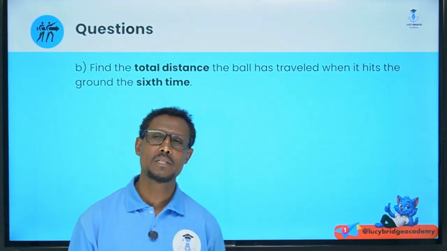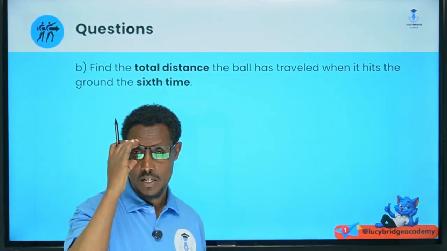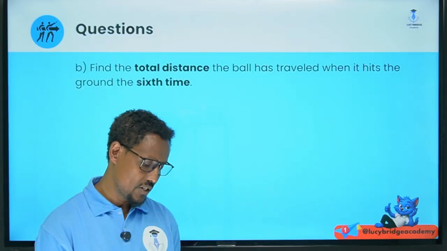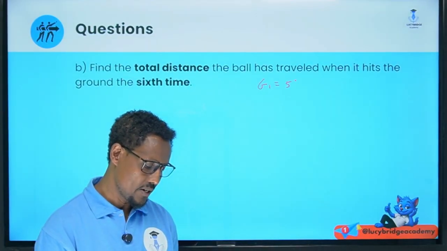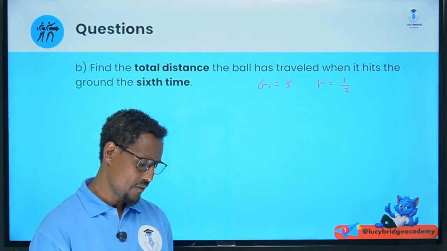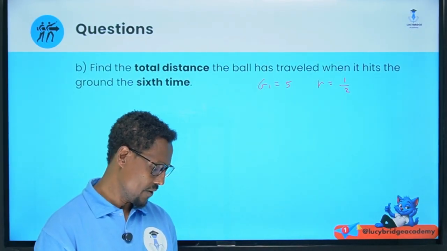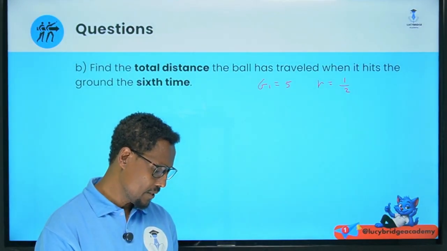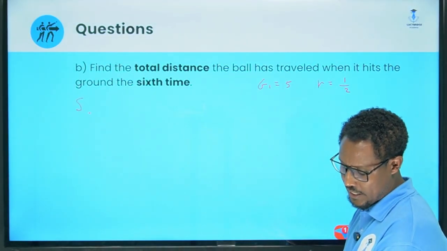So in this case, what do we need? We need G6. Okay, we know that G1 is equal to 5, which is given, and the common ratio is 1 over 2, right? So let me find S5, for the ground 6 times. We are asked to find S6.